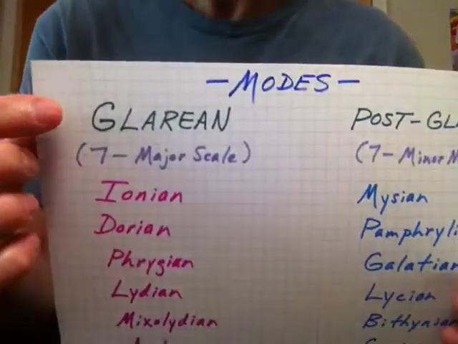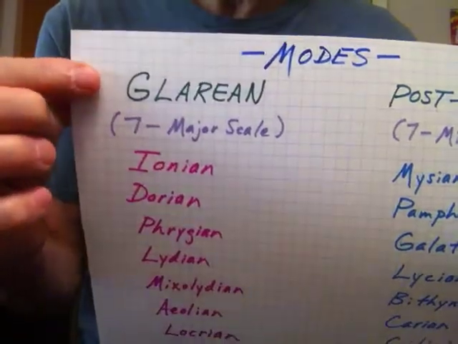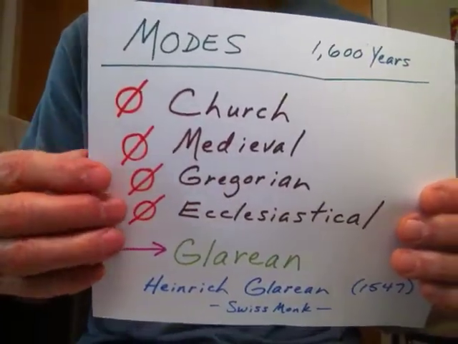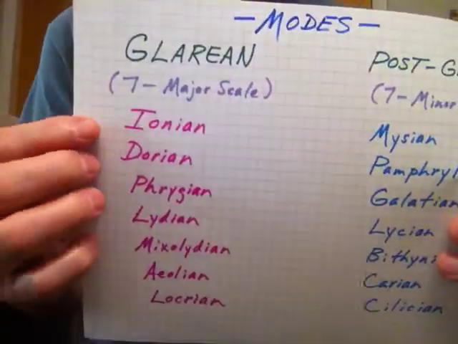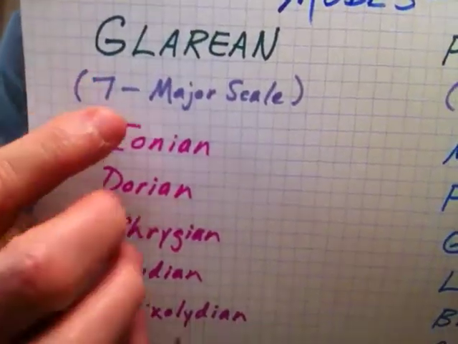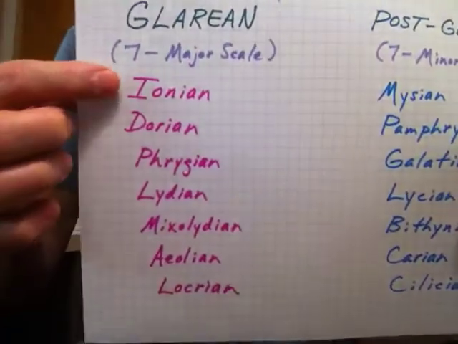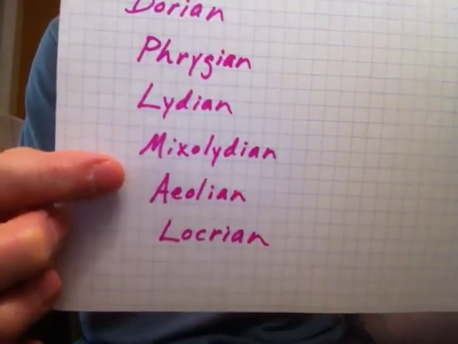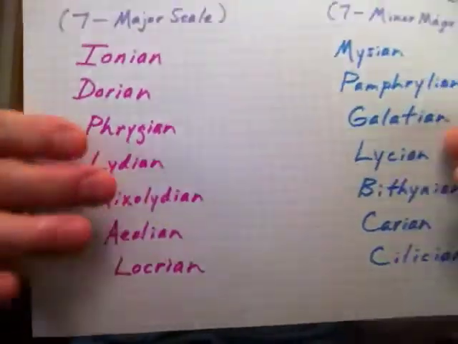All right. Now, if you take the modes, let's use my term, Glarian, okay? I don't use the other names. Like I said, I don't really care for any of these names, especially if you're teaching young children. If you want to eventually simplify, I would use Glarian, all right? So now here's 7 modes built on or from the major scale. And these are the names: Ionian, Dorian, Phrygian, Lydian, Mixolydian, Aeolian, and Locrian, all right?